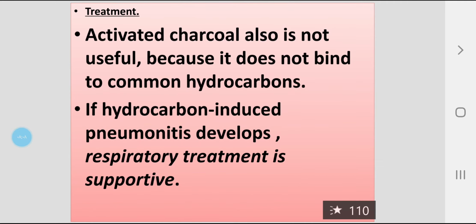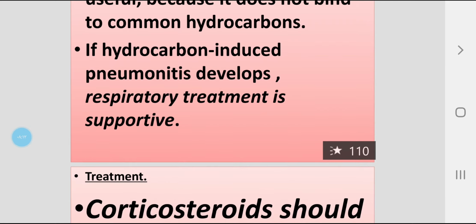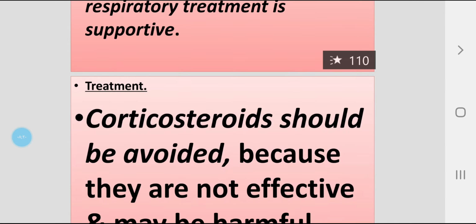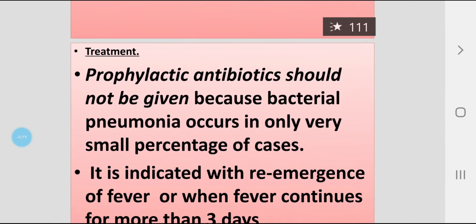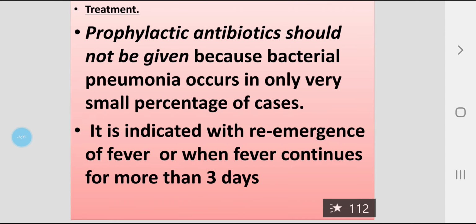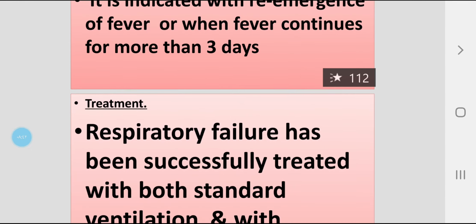Activated charcoal also is not useful because it does not bind to common hydrocarbons. If hydrocarbon-induced pneumonitis develops, respiratory treatment is supportive. Corticosteroids should be avoided because they are not effective and may be harmful. Prophylactic antibiotics should not be given because bacterial pneumonia occurs in only a very small percentage of cases. Antibiotics are indicated with re-emergence of fever or when fever continues for more than 3 days.